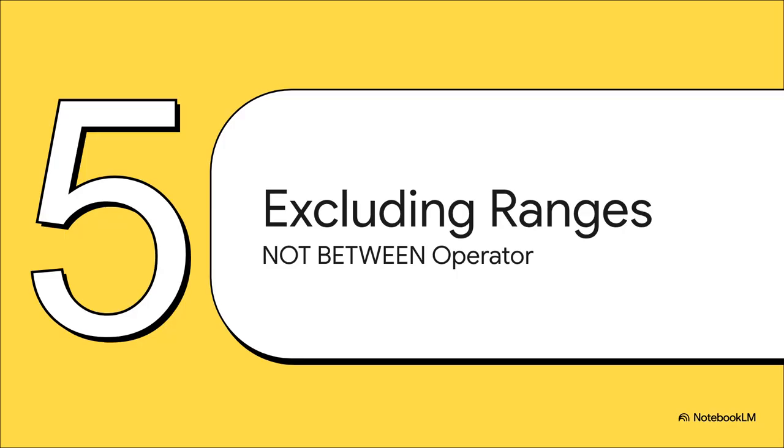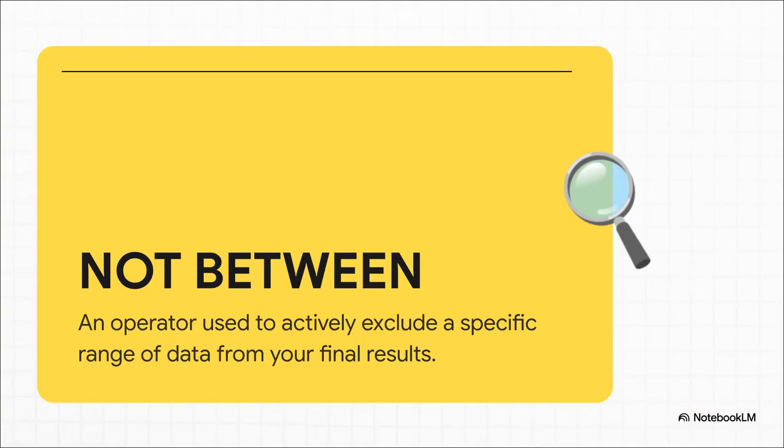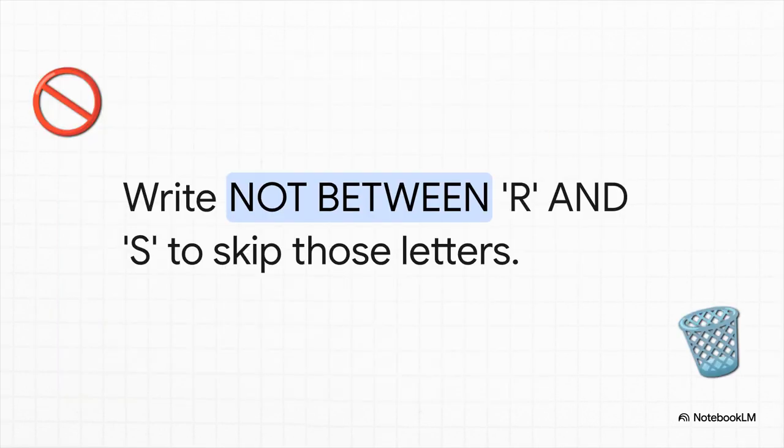Finally, Section 5, excluding ranges with not between. Okay, let's flip this entire concept on its head. Sometimes you aren't trying to find a needle in a haystack. You just want to remove a specific chunk of the haystack altogether. That is where the not between operator comes in. It's used to actively exclude a specific range of data. If there's a cluster of data you want to avoid, adding the word not gives you the ultimate power of exclusion. Let's see how this tweaks our syntax.